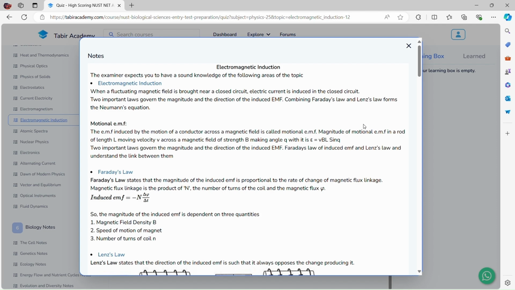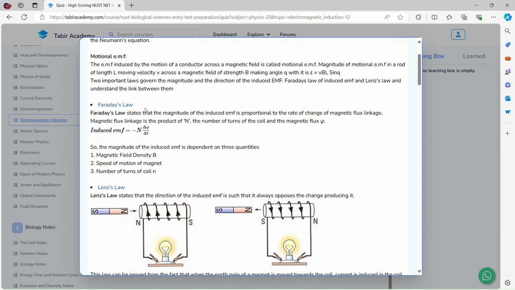Two important laws govern the magnitude and the direction of the induced EMF: Faraday's law of induced EMF and Lenz's law, and understand the link between them. Faraday's law states that the magnitude of the induced EMF is proportional to the rate of change of magnetic flux linkage. Magnetic flux linkage is the product of N, the number of turns of the coil, and the magnetic flux, phi. Induced EMF equals negative N multiplied by change in phi over change in time.